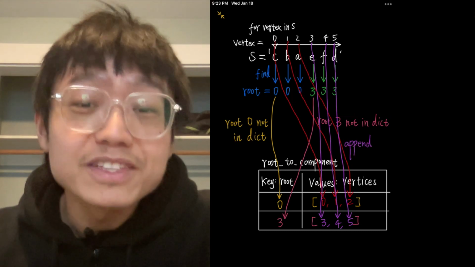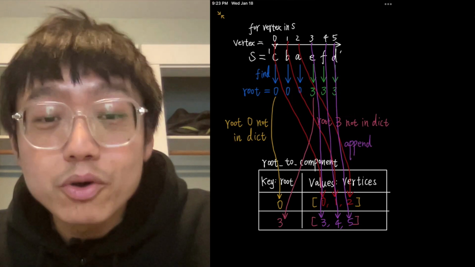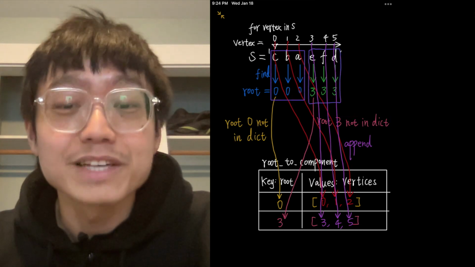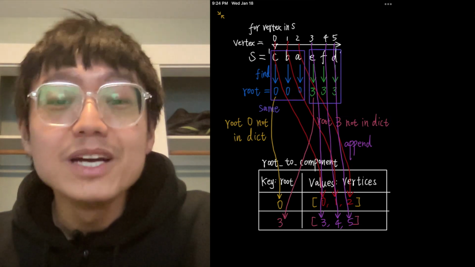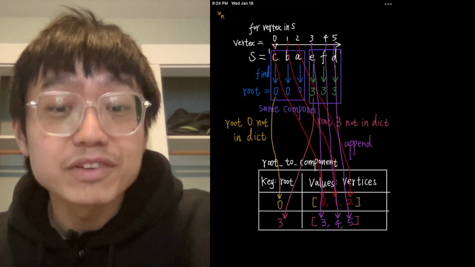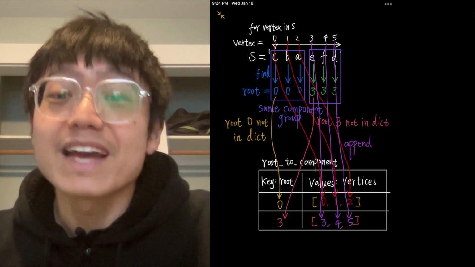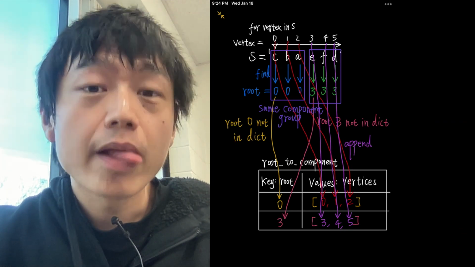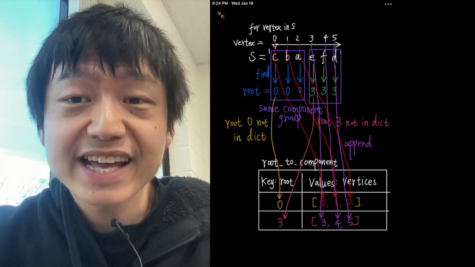The key of the dictionary is the root of the component, and the value is a list of vertices that belong to that component. In this way, we can easily access all of the vertices that are in the same connected component. The time complexity here is O(V) because we iterate over each vertex in the string.